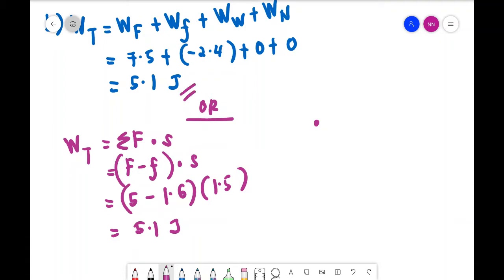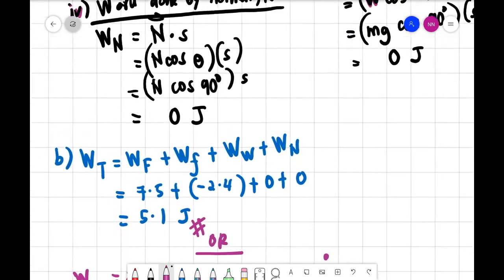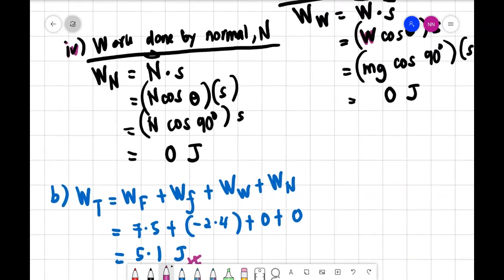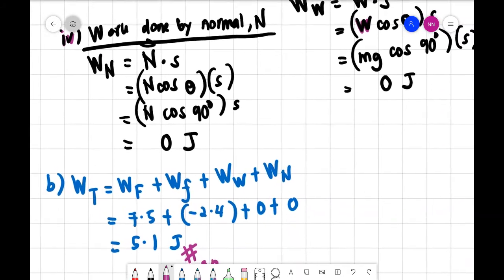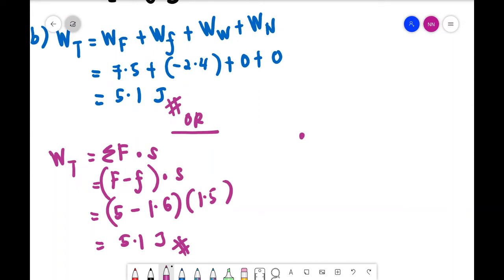So when the question asks for the total work done, you can calculate the work done by each force one by one and sum all the work done, or you can just find the net force. Work done total equals force total dot S, where force total is the net force. I think this is easier. Alright.